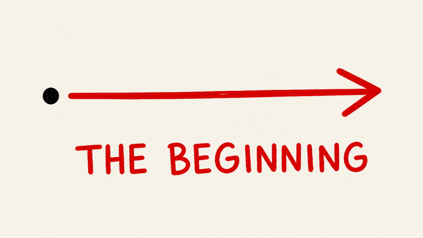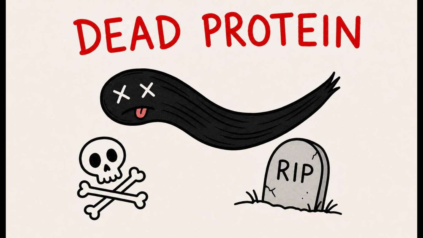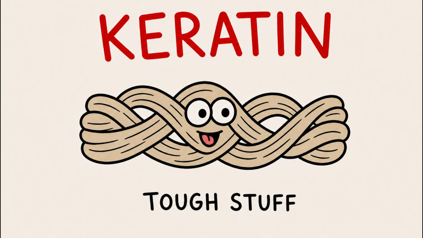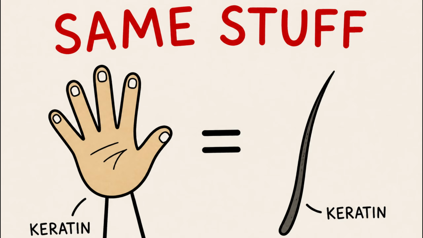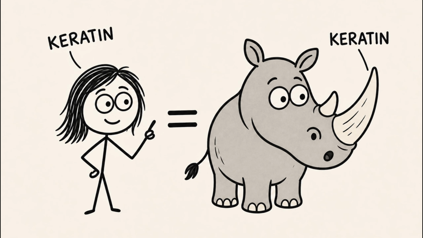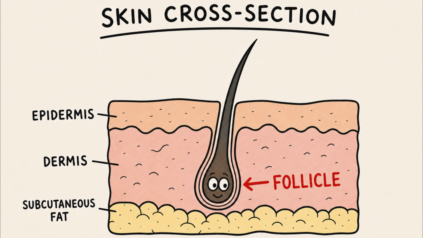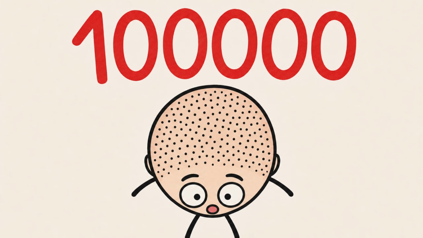Let's start at the very beginning. Hair is basically dead protein. Yep, dead. It's made of a protein called keratin, the same stuff that makes up your fingernails and rhinoceros horns. Each hair strand grows out of a tiny pocket in your skin called a follicle. You have about 100,000 of them on your head.